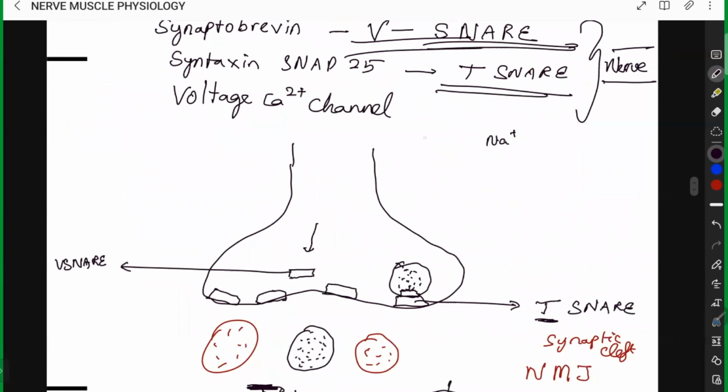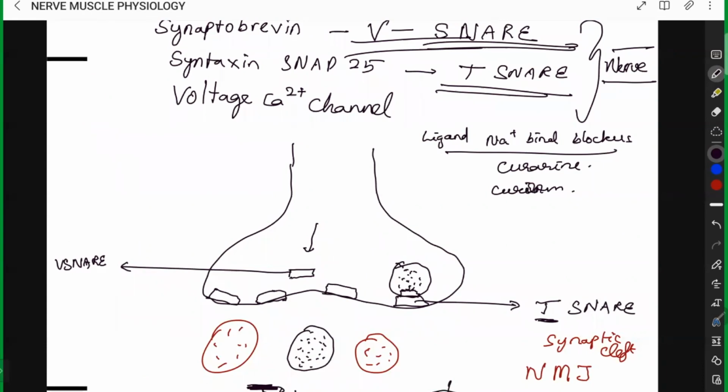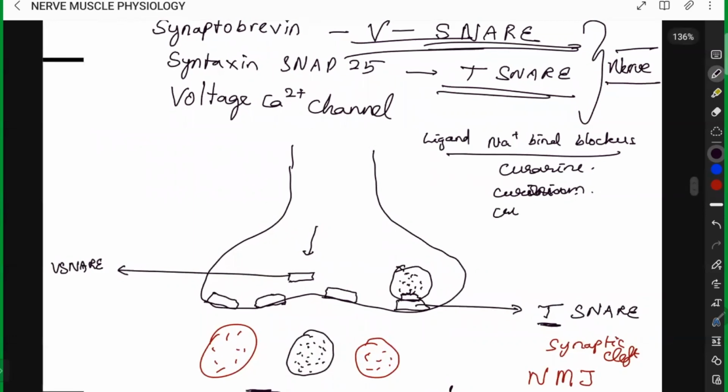So what are the drugs that bind to the ligand gated sodium channels and block them? The blockers are all the curarine and curium drugs: tubocurarine, pancuronium, cisatracurium, vecuronium, mivacurium and so on. All these drugs are non-depolarizing muscle relaxants.